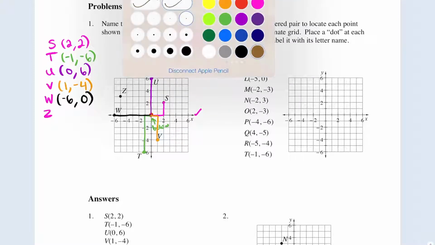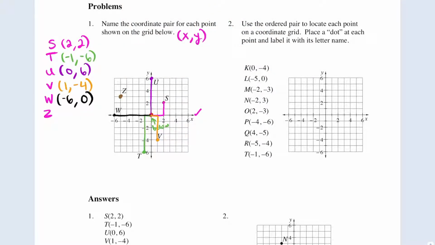Alright, last one, and that's point Z. Point Z, let's see, we're going to go on my x-axis over to the left. 1, 2, 3, 4, 5. So it looks like my x-coordinate's negative 5. I'm going to go up 1, 2, 3. So my coordinate's negative 5, comma 3. Alright.